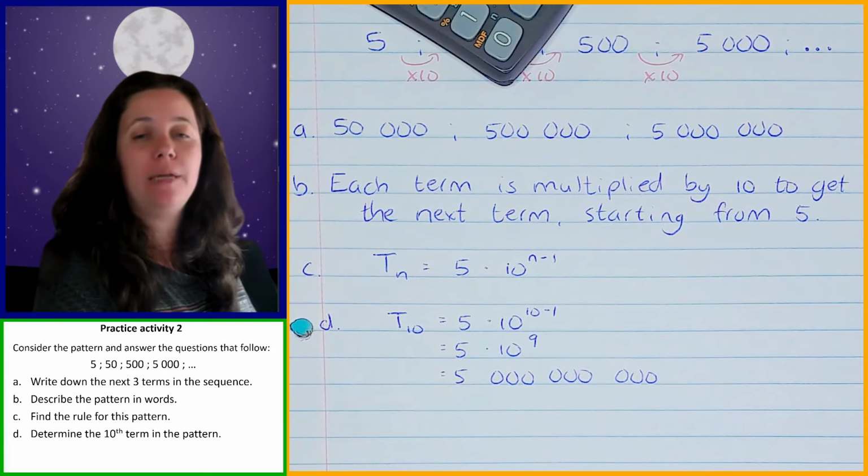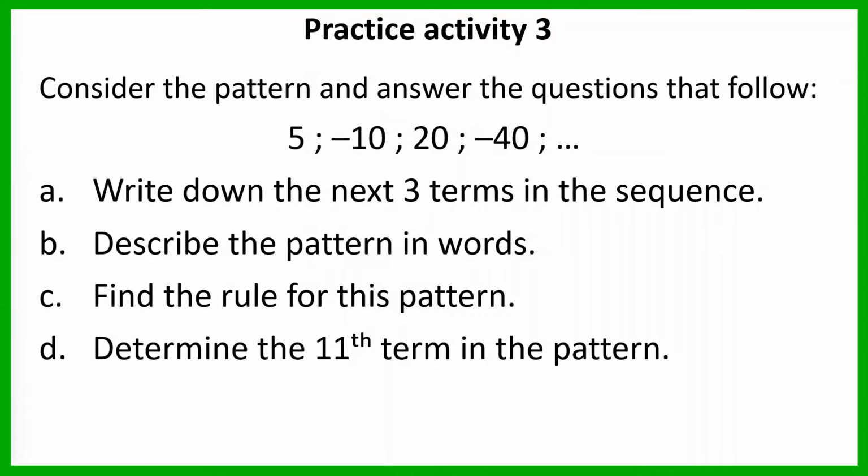Now question 3. In this question, you've got the pattern 5, negative 10, 20, negative 40. You need to find what the next three terms are. You need to describe it in words, find the rule, and then you need to determine what the 11th term in this pattern is. Let's give you 2 minutes for this one as well.